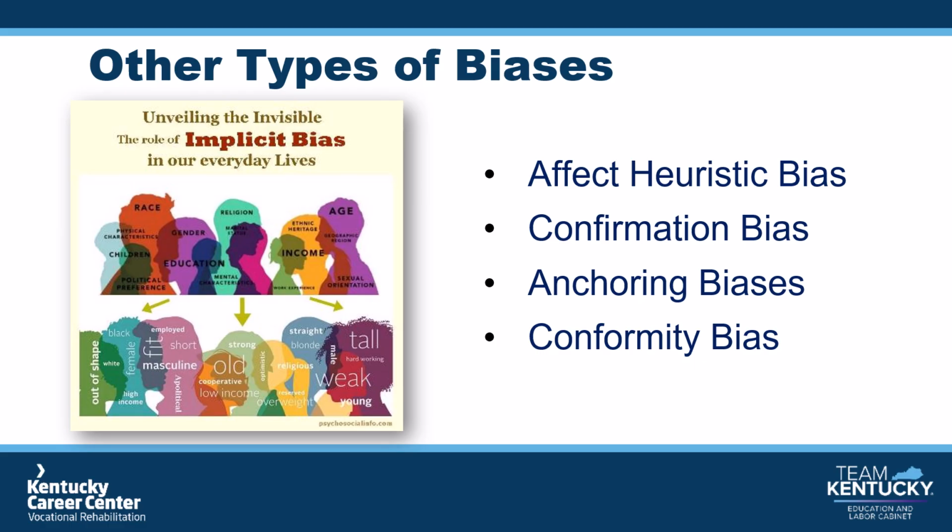Other types of biases that may be less known but not less present are affect heuristic bias, confirmation bias, anchoring bias, and conformity bias. So let's talk about what these mean. Affect heuristic bias is an opinion formed based on your current mood or emotional state. Confirmation bias means we look for things to confirm the bias we hold and ignore other aspects that do not confirm those biases. Anchoring bias is when we hold opinions about a specific type of person based on a past experience that we may have had with someone from that group.